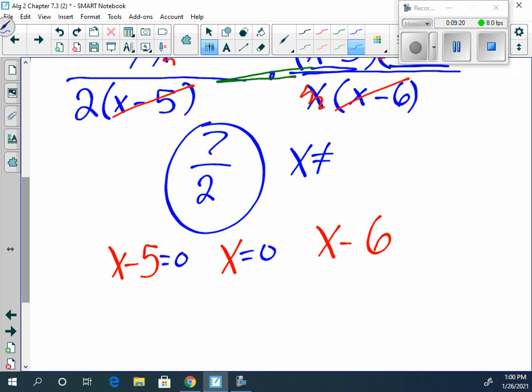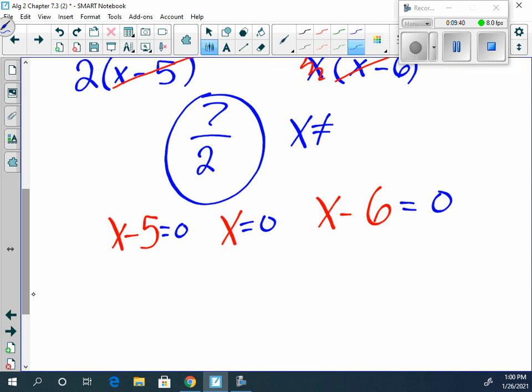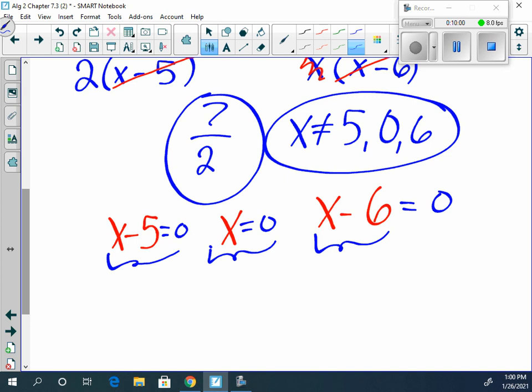So none of these can be 0. X minus 5, we can't have it equaling 0. We can't have x equaling 0 and x minus 6. So we'll set them equal to 0 to find out what values of x, or what values x cannot be. So we look at the first one, x minus 5. What does that tell us? X cannot be 5. What else? So that gives us this one here. Well, the middle one's x equals 0. That one doesn't work. And lastly, x minus 6 would be. So those would be our restrictions.